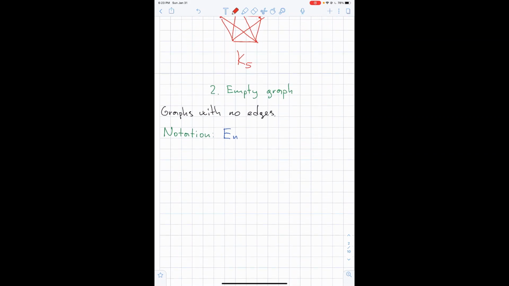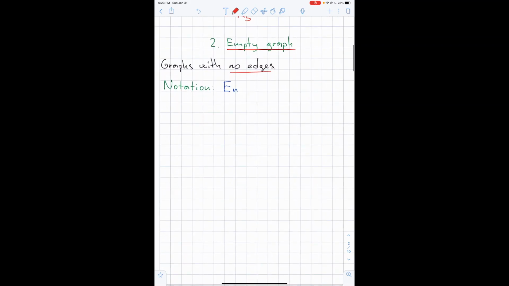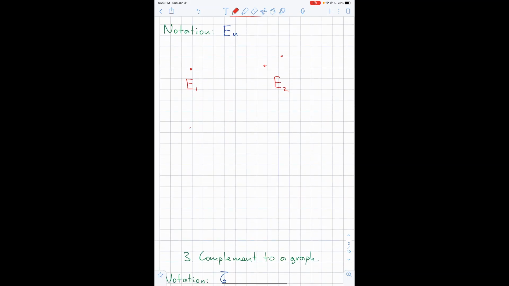Now, kind of the opposite example is the empty graph. So it's a graph with no edges. That's kind of a very silly example. That's E1, the empty graph on one vertex. That's just E2. So we just have vertices and we don't have any edges. E3, E4, E5.